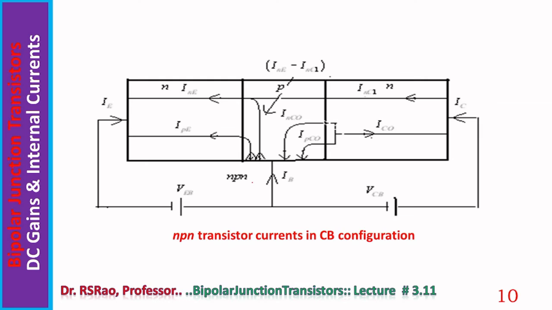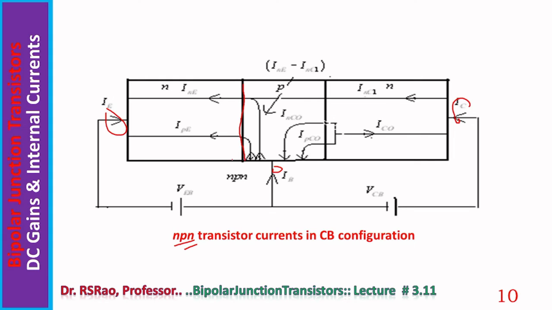Earlier we did a description for a PNP transistor. Now an NPN transistor is considered for describing internal currents. Emitter current, base current, collector current, these are terminal currents. A transistor is a semiconductor device. So here is a junction, the emitter junction.